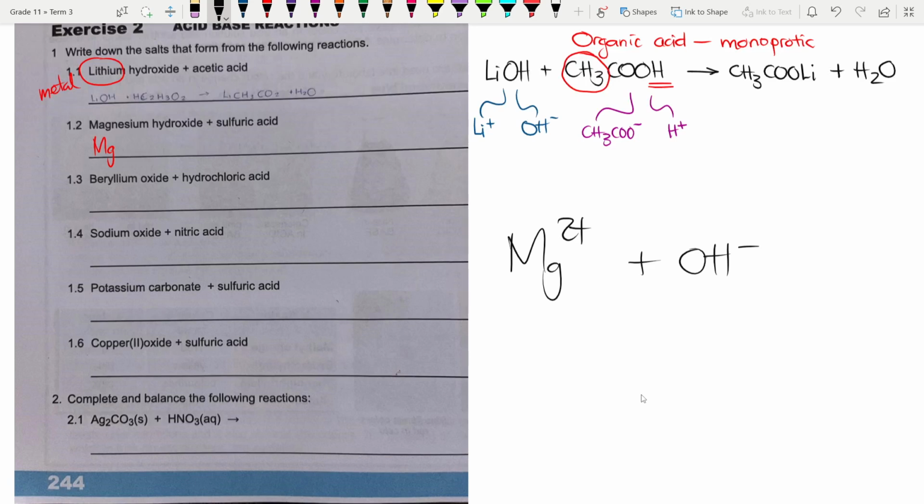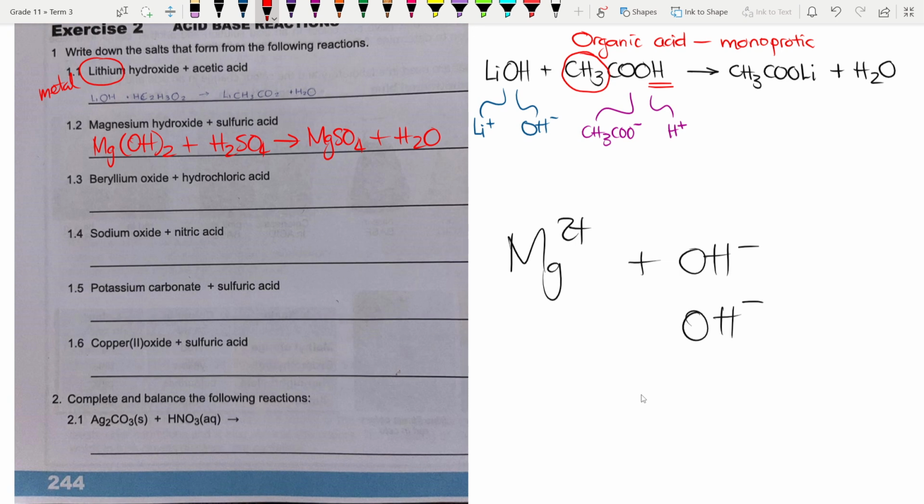OH minus, I need two of them in order to balance the 2 plus. So that's why I'm going to have Mg(OH)2. And I add sulfuric acid. We already did an example on this, so it's going to become MgSO4 plus water. And that's it.